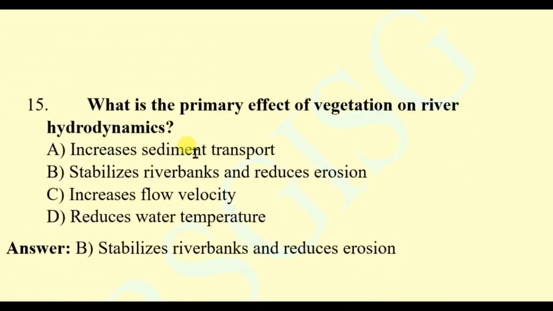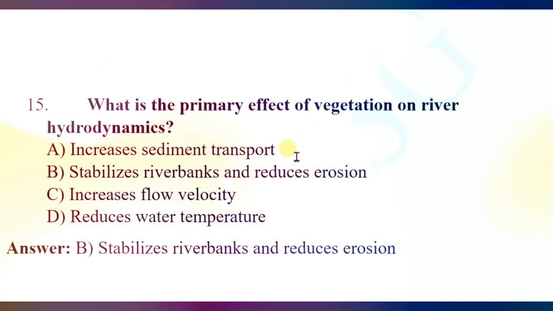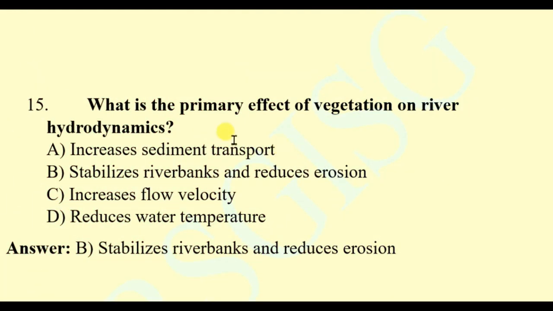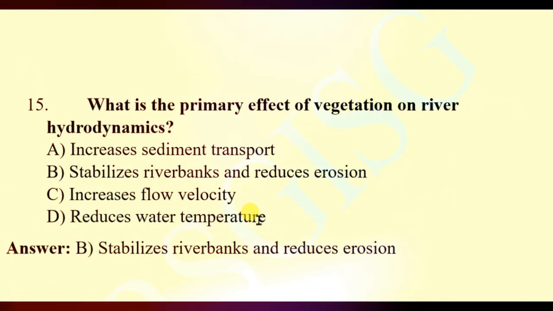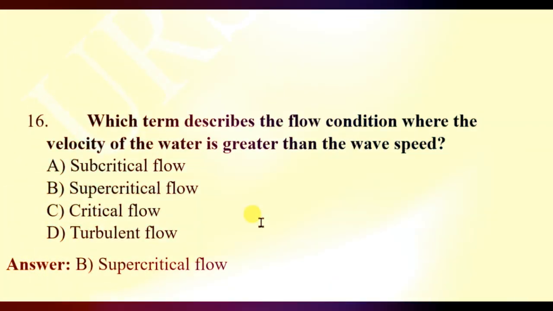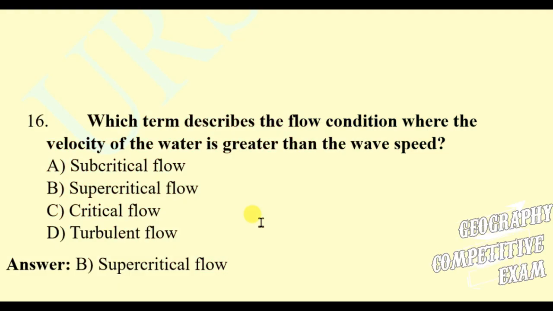Question number 15. What is the primary effect of vegetation on river hydrodynamics? Increases sediment transport, stabilizes river banks and reduces erosion, increases flow velocity, reduces water temperature. Here the correct answer is stabilizes river banks and reduces erosion. Here vegetation is written and not riparian vegetation, but the right answer is saying riparian vegetation. But there are other types of vegetation in river systems like river bed vegetation, bar vegetation, etc. Question number 16. Which term describes the flow condition where the velocity of the water is greater than the wave speed?